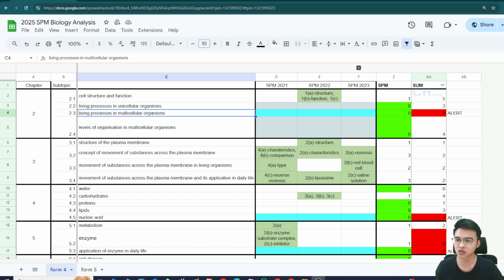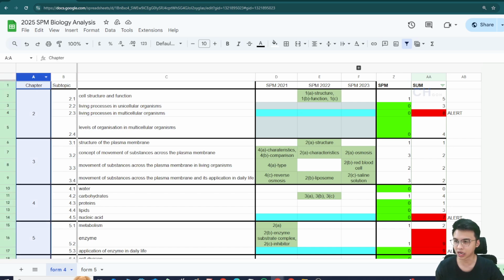So let's get started to look at my analysis for 2025. Let me briefly explain what this is first. You can see column A is our chapters, and we have the subtopics here, and SPM 2021, SPM 2022, and SPM 2023 for us to refer. As most of you already know, if a question came out in SPM past years before, it is less likely to come out again in the next exam. So it's very important for us to refer to SPM 2021 until 2023.